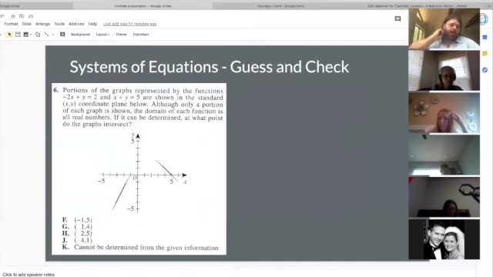Moving on. Same thing here. Portions of the graph represented by the functions blank and blank are shown in the standard coordinate plane. Although only a portion of each graph is shown, the domain of each function is all real numbers. If it can be determined, at what point do the graphs intersect? Obviously, if they showed you a graph, then you'd kind of know the answer. So anyway, I'm going to give you guys 1 minute to try to solve this one.